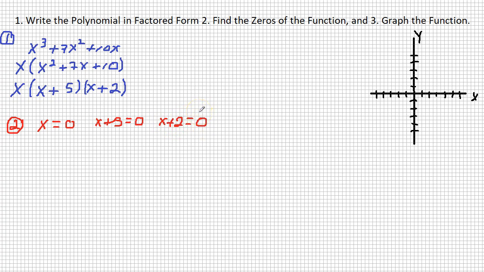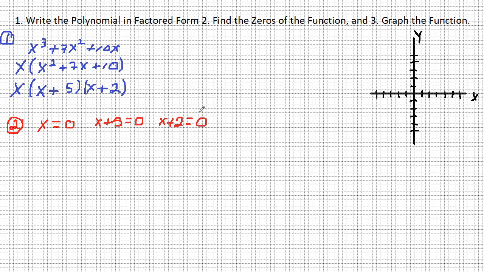Okay, now what's really cool here, the first one's already done for us. x equals 0. So what does that mean? 0 is one of the answers. 0 is one of the zeros. See, zeros are places where the graph crosses the x-axis. In other words, they're the answers.